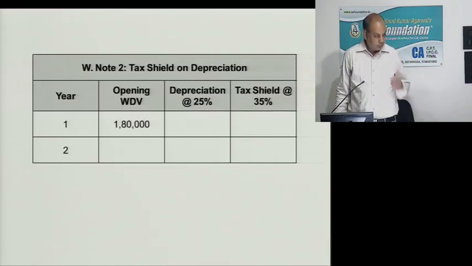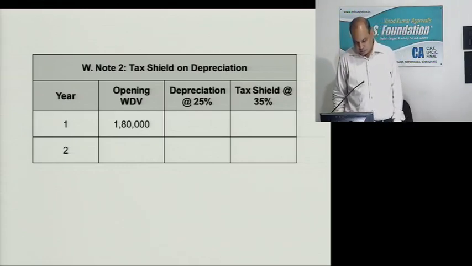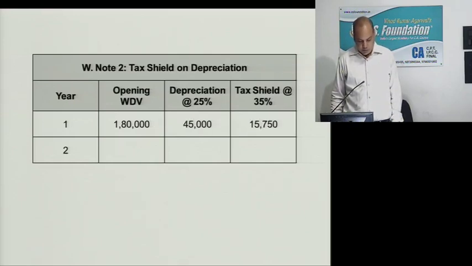Year 1, opening WDV 1,80,000, right? On that provide depreciation at 25%, 45,000, tax shield 15,750. How much? 15,750. Next year opening WDV is how much? 1,35,000. Depreciation 33,750. Tax shield on that 11,813.